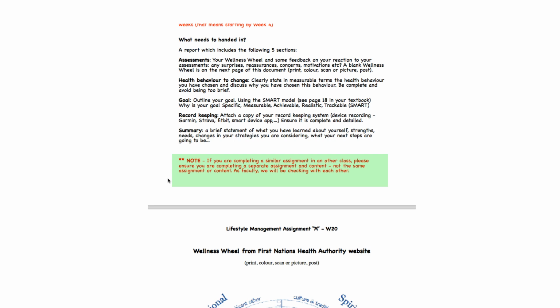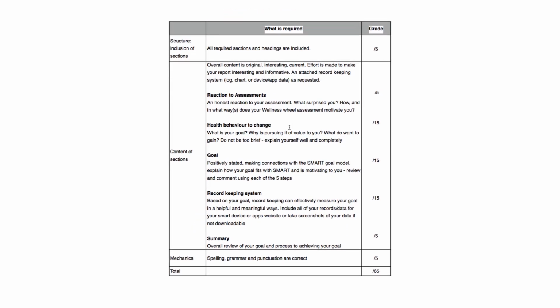Okay, so let's scroll down past the wheel, making sure that all the required headings are there. There are 5 marks for your reaction to the assessment, 15 marks for the healthy behavior change. So please notice that there's 15 marks and give me enough material that I can evaluate that you've got what is needed there. Answer all the questions and be complete. 15 for the goal and breaking it down by SMART, and 15 for your record keeping system. Your summary is 5 marks, and the mechanics, just spelling, grammar, and punctuation that is basic and correct, is 5. There's your overall assignment.